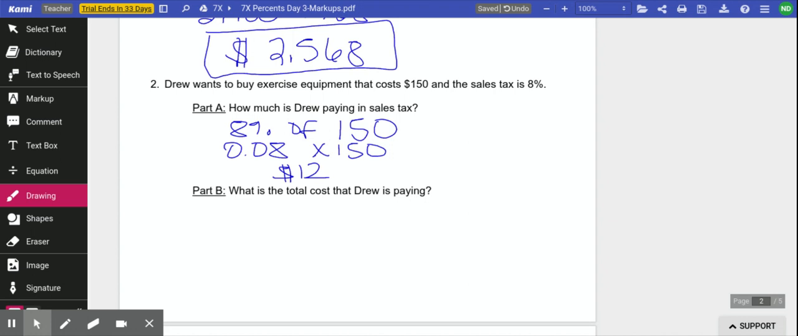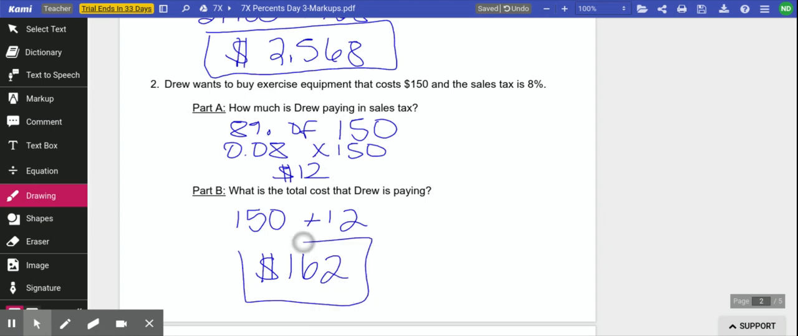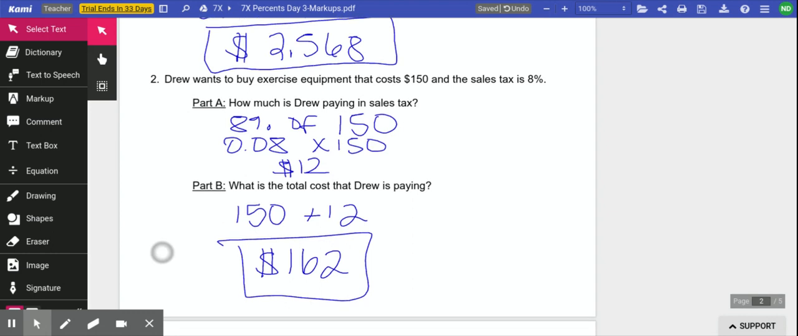Part B, to find the total cost, I have to take the cost of the exercise equipment and add the sales tax. So 150 plus 12, add those together, and we get 162. So the total cost of this exercise equipment is $162.